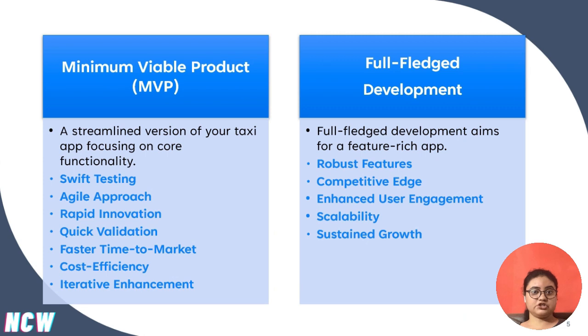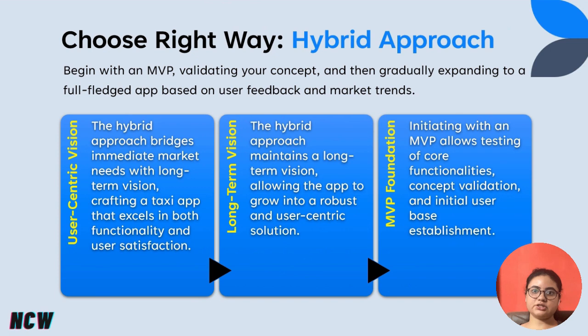On market validation, if the app does not suit or is not liked by the users, there's a lot of work involved. The cost implications are also very high. Considering a hybrid approach is a prudent solution, where you begin with an MVP, validating your concept, and then gradually expand to a full-fledged app based on feedback and market trends.